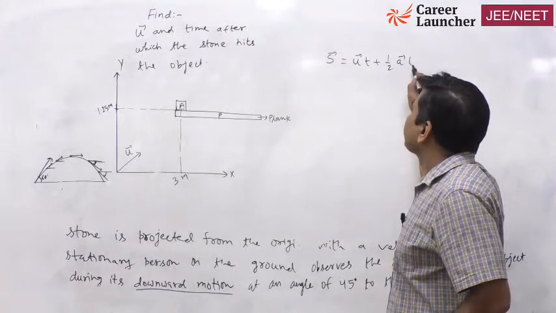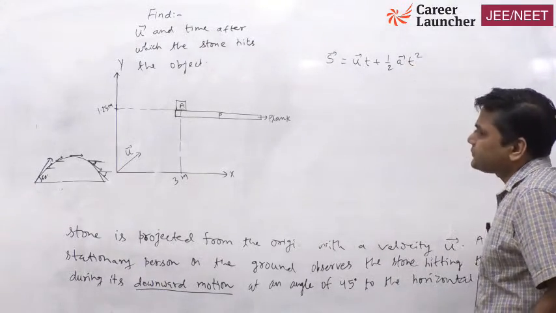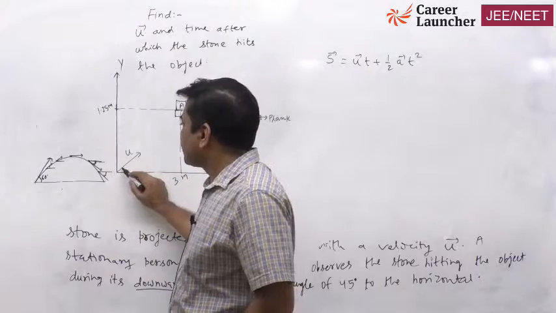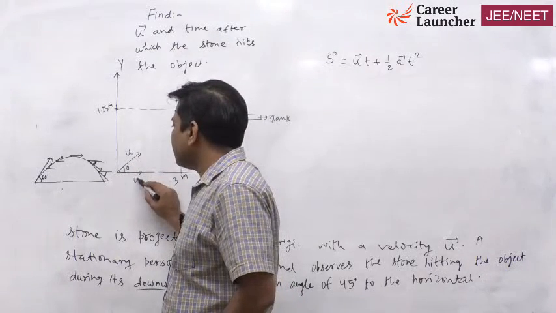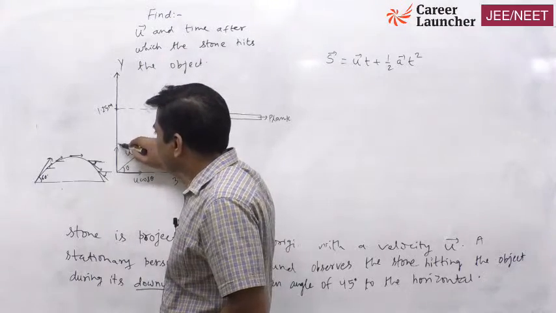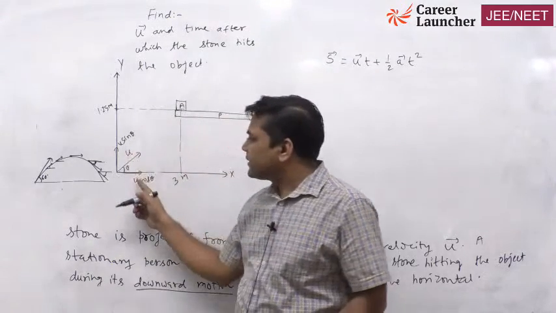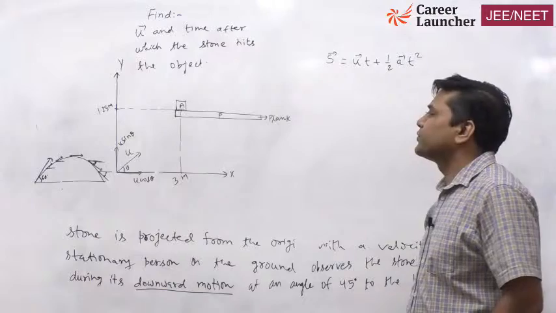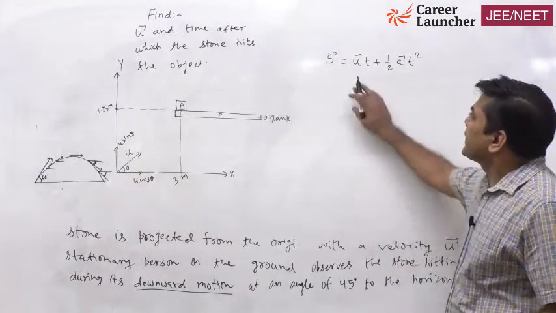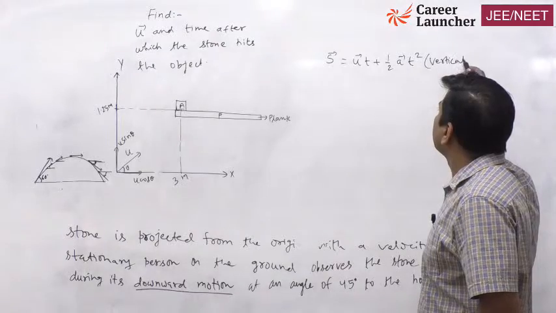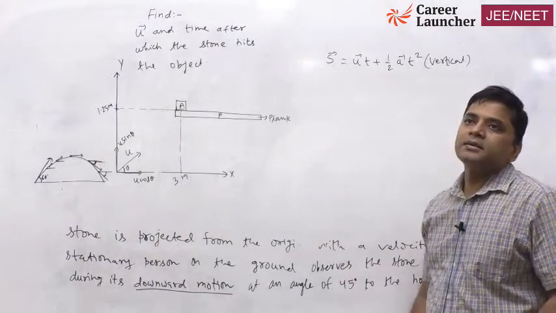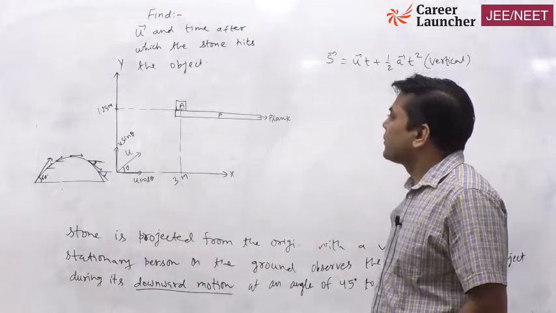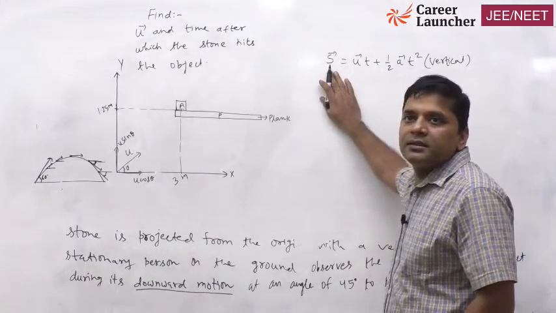First thing, here u is given. Here I am taking speed as u and this angle is theta. So I have to find out u cos theta and u sin theta. Then the vector form will be u equal to u cos theta i cap plus u sin theta j cap. So it's like this, we need to find out. So here S, you need to apply this in the vertical direction, where S is the vertical displacement.